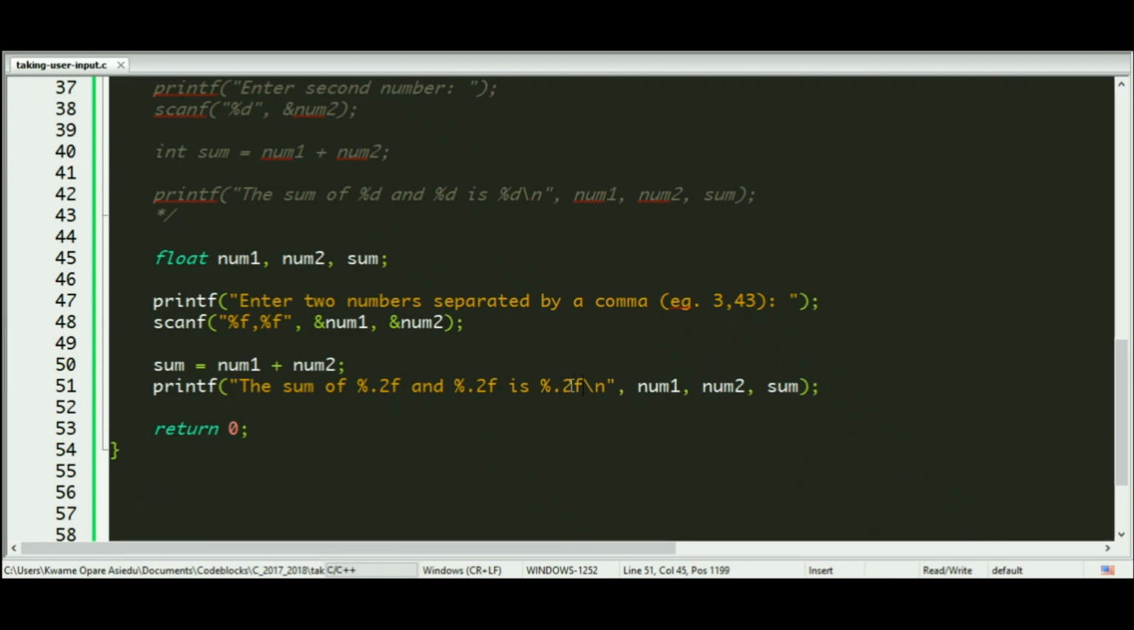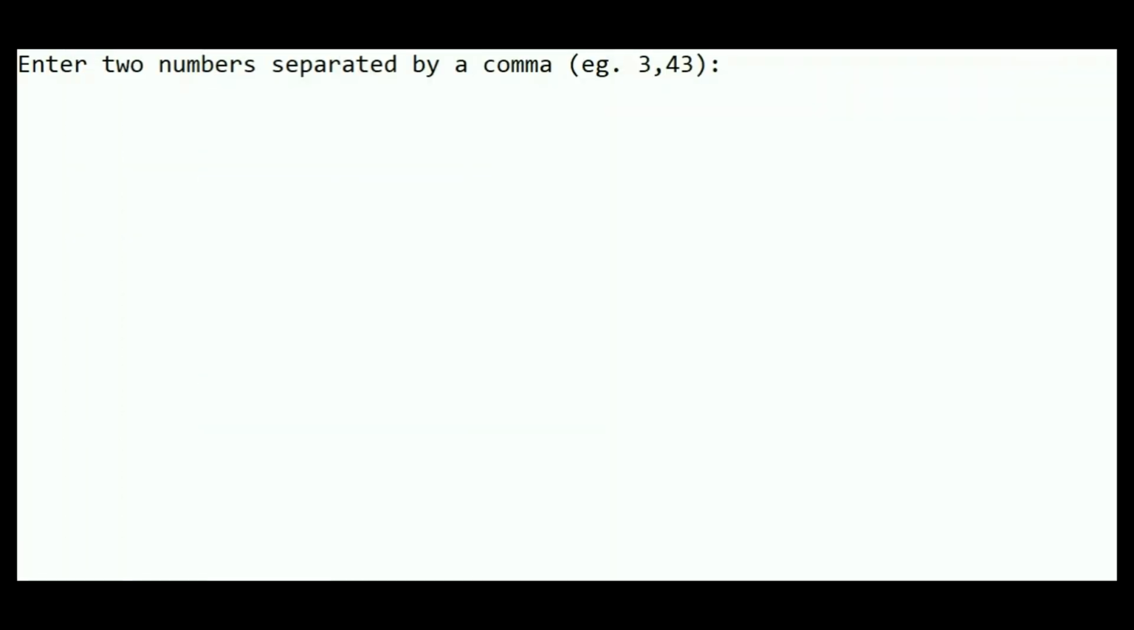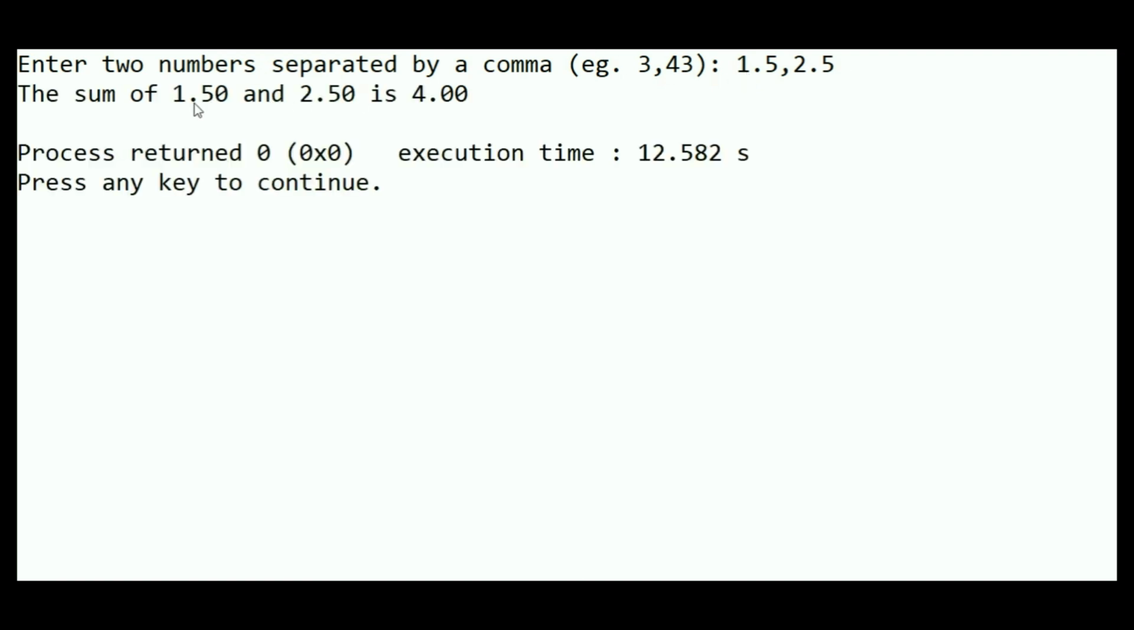So let's rerun this program for floating point numbers and see what we get. Over here, I'm going to input 1.5 comma 2.5. Pressing enter, we see that we have this. So the sum of 1.5 and 2.5 to 2 decimal places is 4.00. Okay, cool.